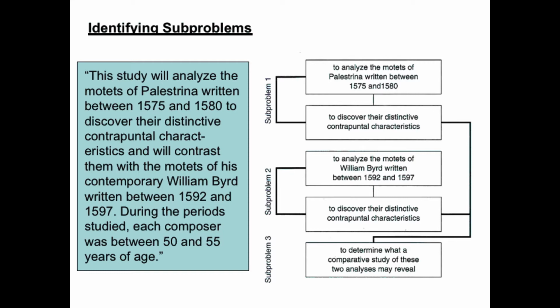So there's subproblem 1, which is to do the Palestrina analysis and to discover those characteristics of his counterpoint. Then there's subproblem 2, which is to do the same kind of analysis of William Byrd's motets and to describe the characteristics of his counterpoint. And then finally, subproblem 3 is to determine what a comparative study of these two analyses may reveal.